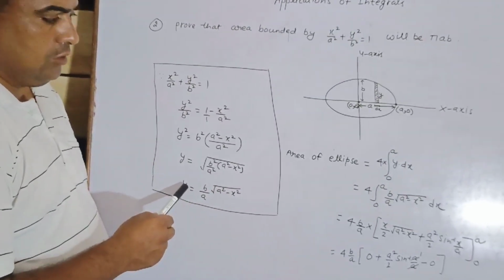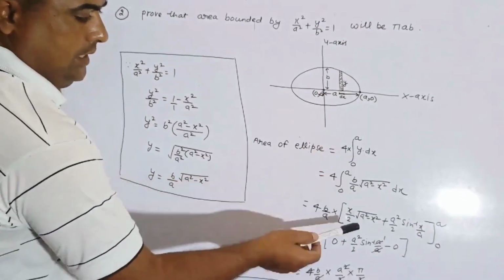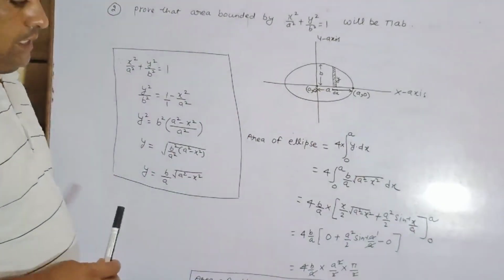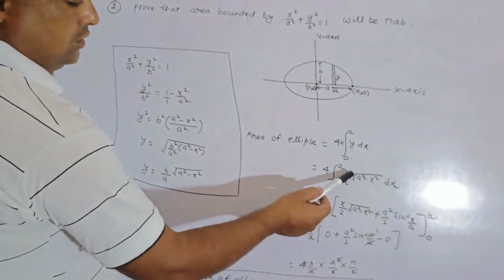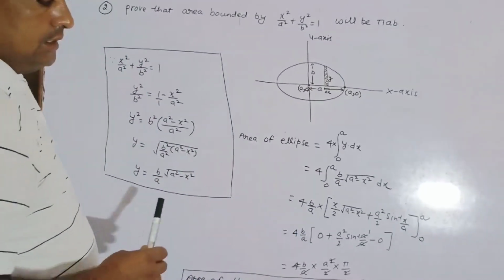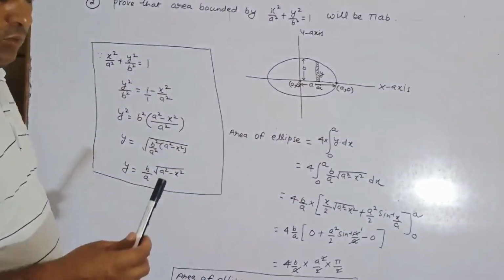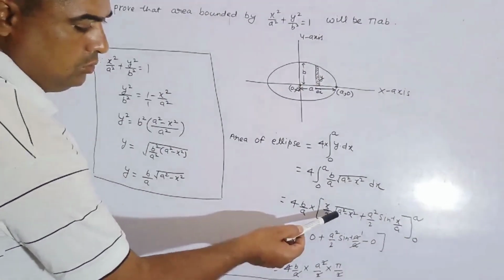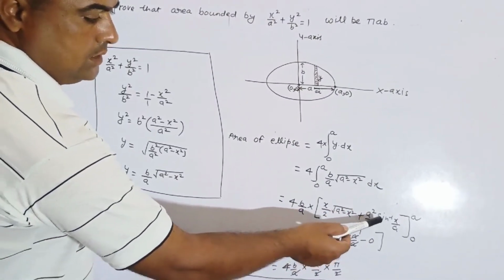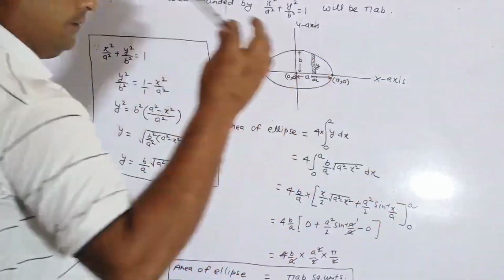We have to put this value of y in this part. The value of y is b upon a square root of a square minus x square into dx. Now we know b upon a is a constant, the coefficient, so we will take it outside the integral, and integrate square root of a square minus x square. We know the formula: x upon 2 square root of a square minus x square plus a square by 2 sine inverse x upon a. Lower limit will be 0 and upper limit will be a.